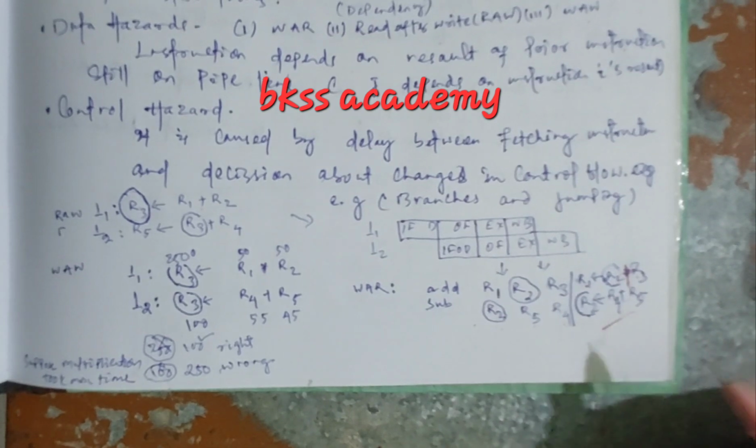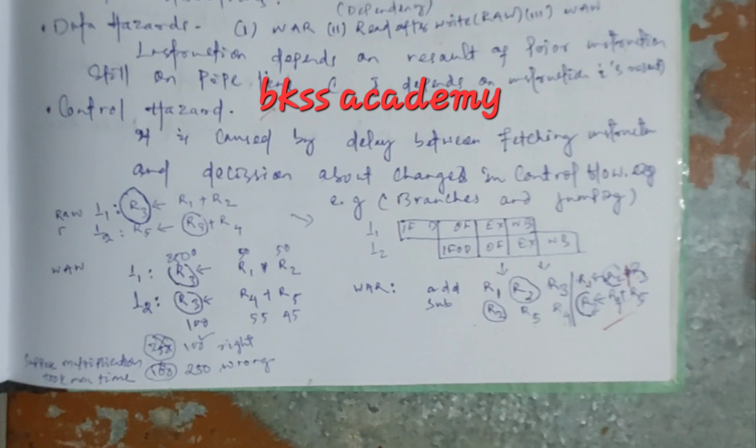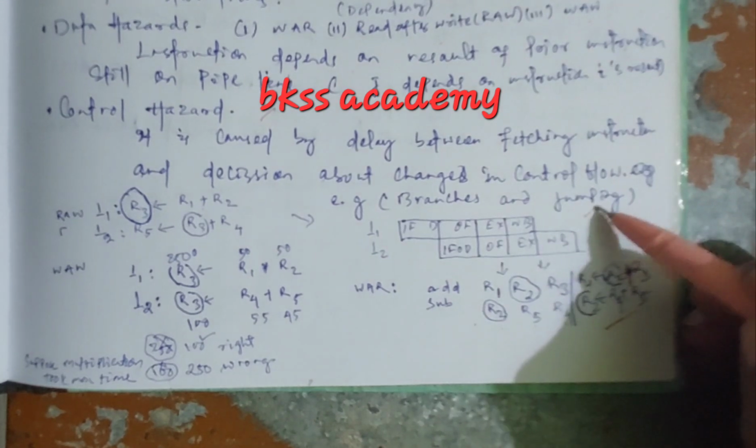This is the example. Similarly, control hazard is caused by the delay between fetching an instruction and the decision about changes in control flow. Its examples are branch and jump.